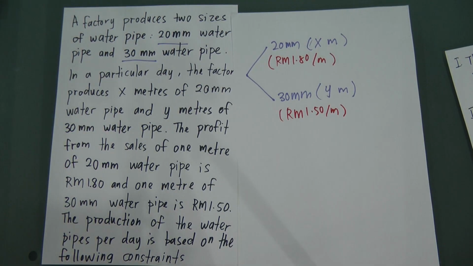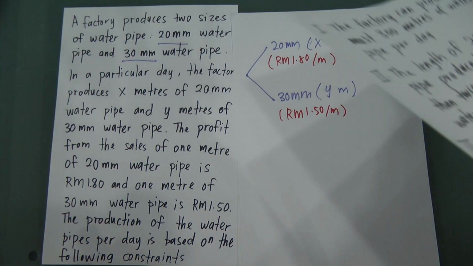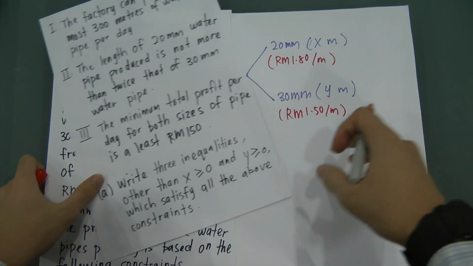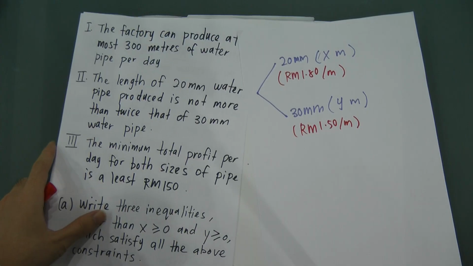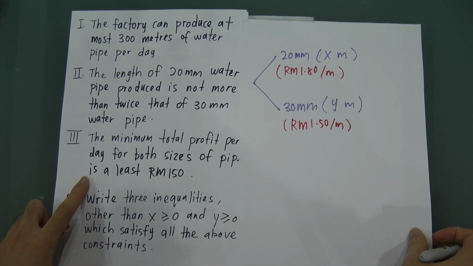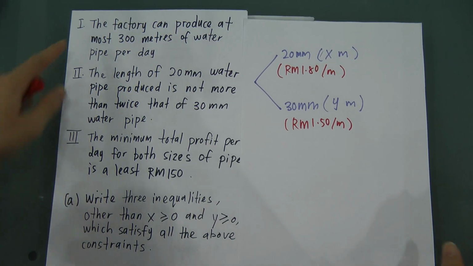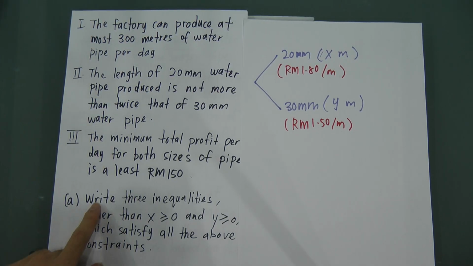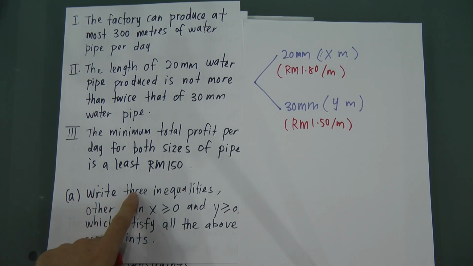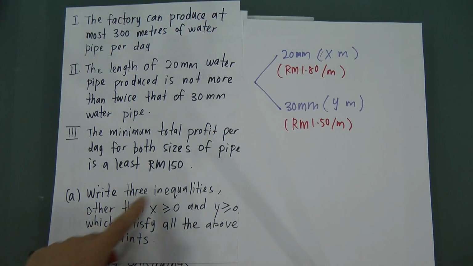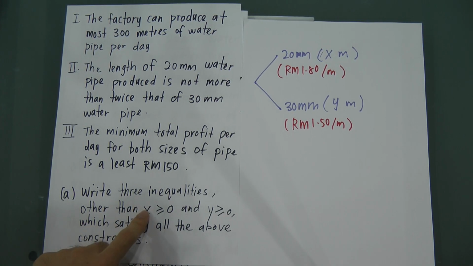Then he says the production of the water pipe per day is based on the following constraints, and he will give you 3 of these constraints. You need to write out 3 inequalities from here, other than x bigger than or equal to 0 and y bigger than or equal to 0, that satisfy all the above constraints.